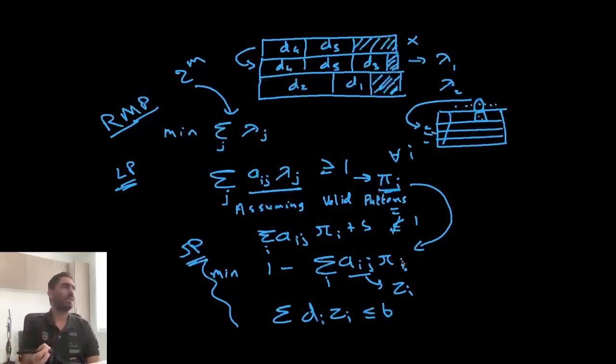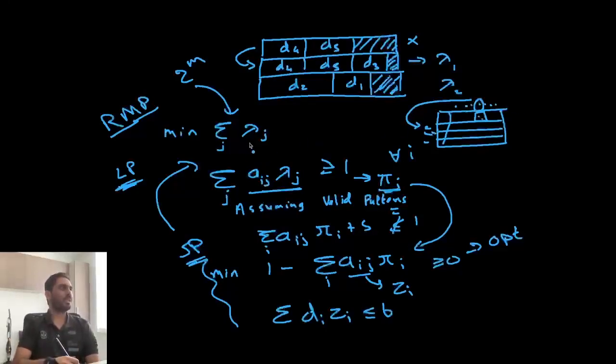Either it will give me a pattern that has negative reduced cost, and then I can put that pattern back inside my restricted master problem and solve this problem again. Or it will say that the smallest possible reduced cost is greater or equal to 0. In that case, I have already proved the optimality for this LP. So that's how we are going to solve this linear program.